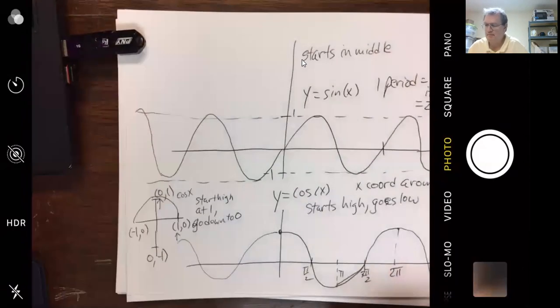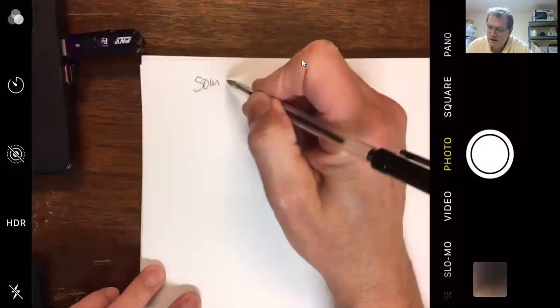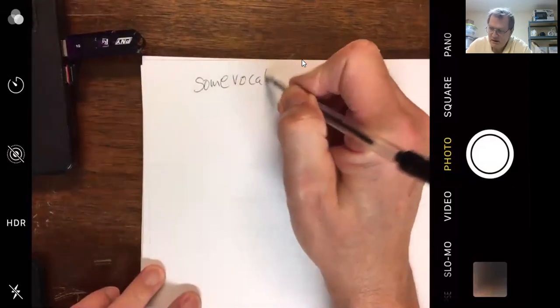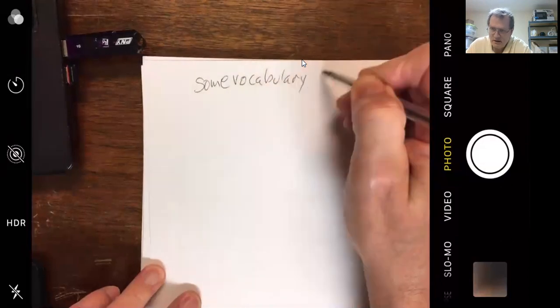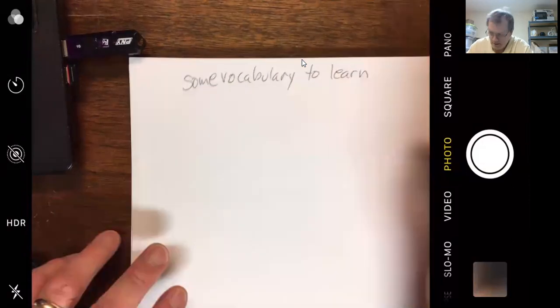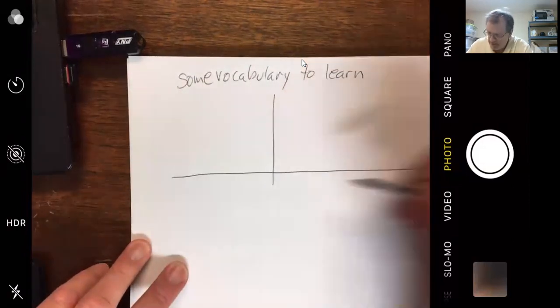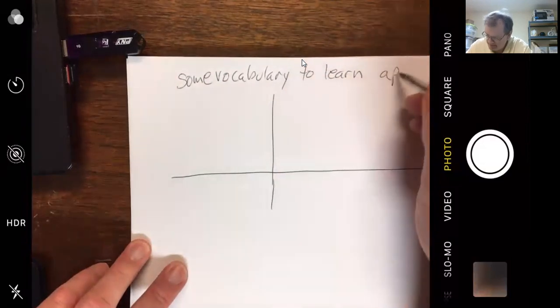Okay. There's going to be some vocabulary to learn. I'll put up a generic sine with it. This applies to sine and cosine.